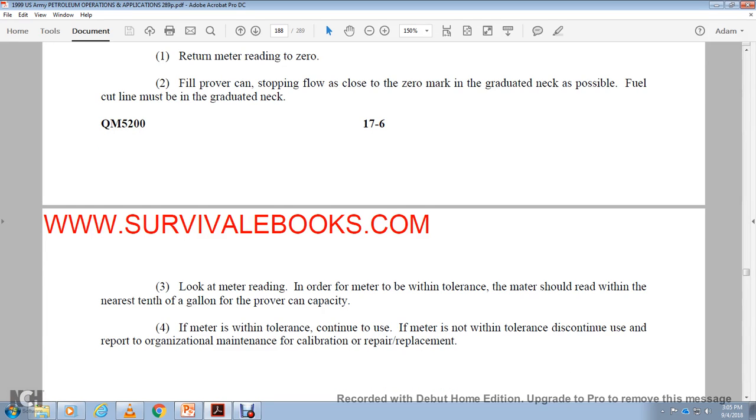If the meter is within tolerance, continue to operate. If the meter is not within tolerance, discontinue use and report to organizational maintenance for calibration, repair, or replacement.